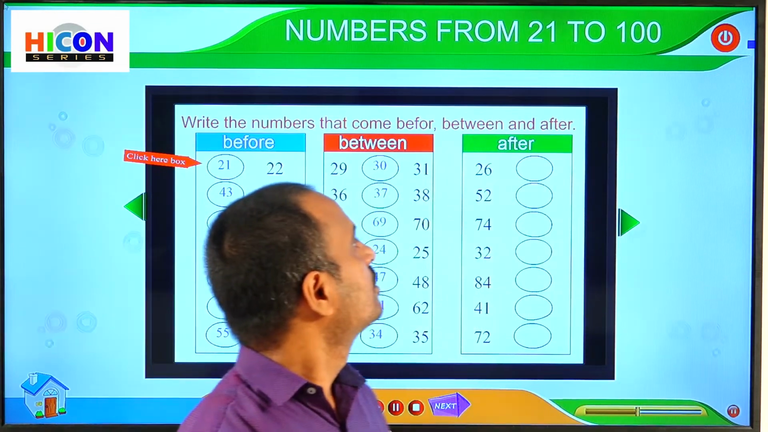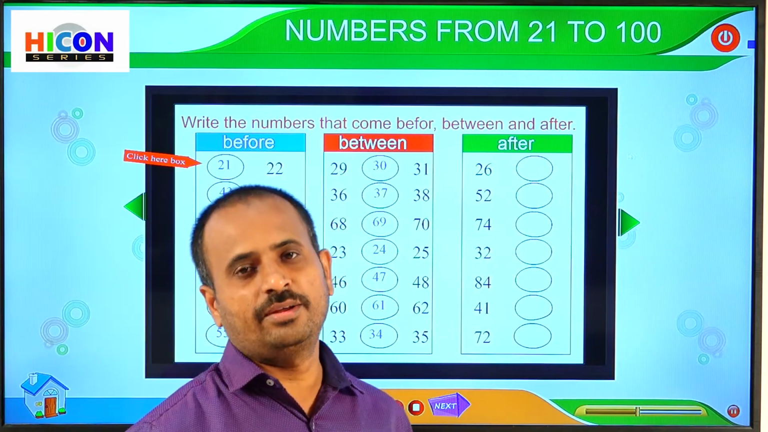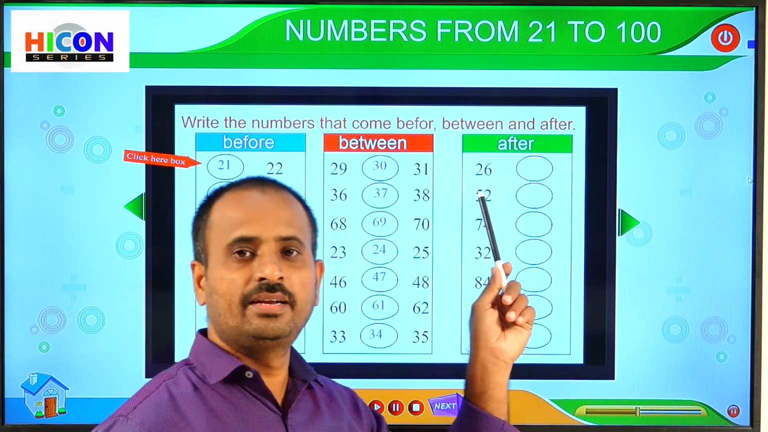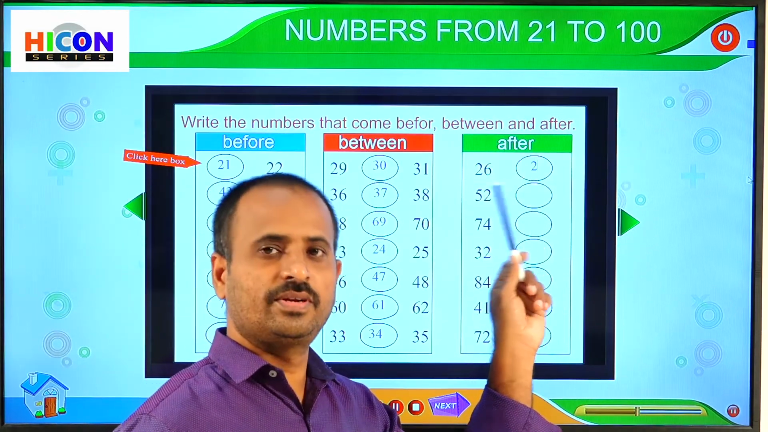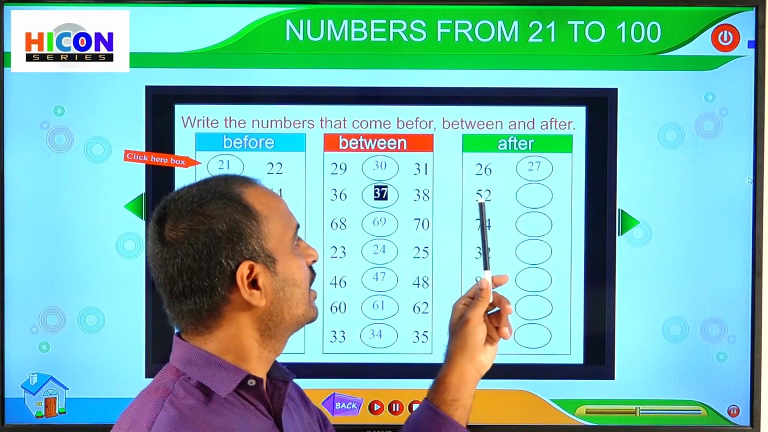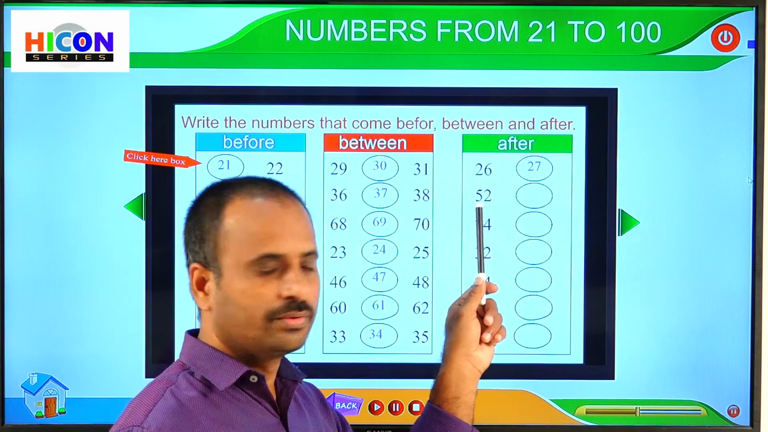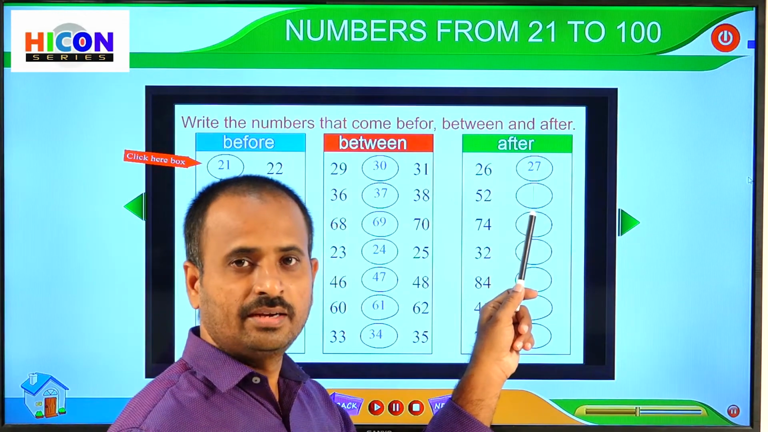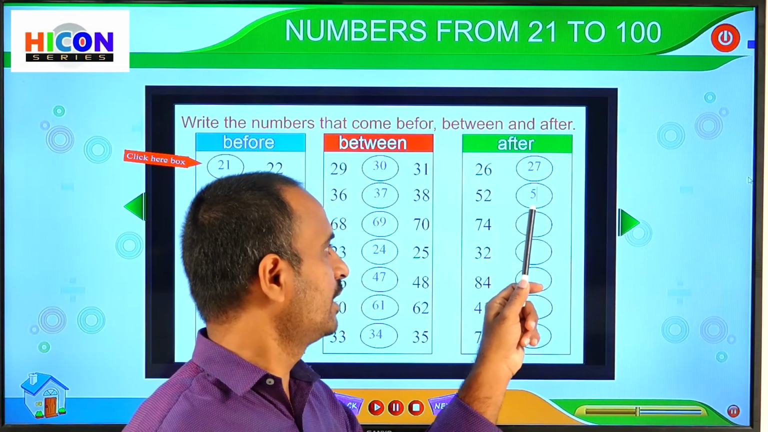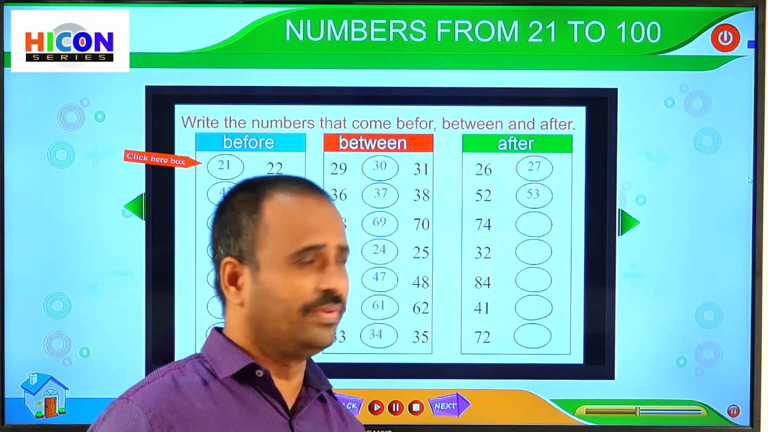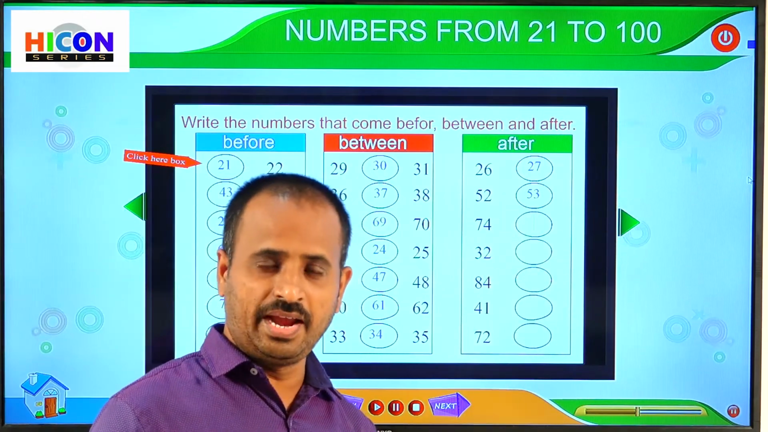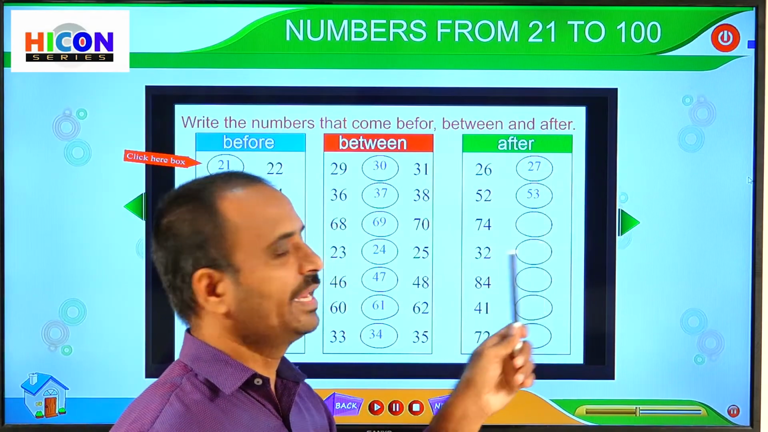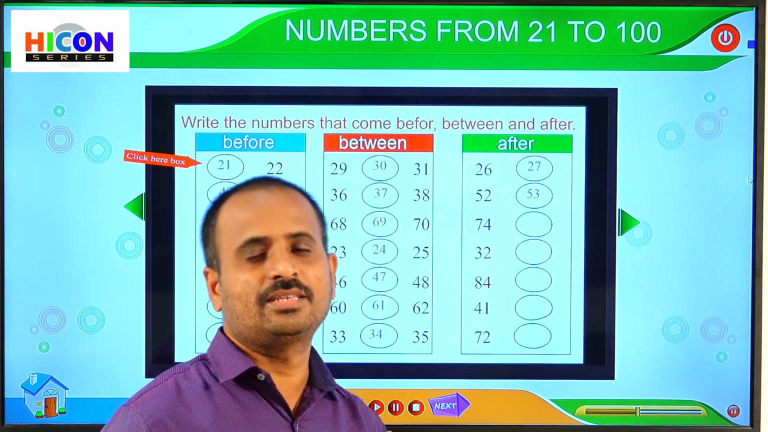That is, after. We have to write after numbers. 26 after. After 26 we will get 27. So write 27 in this circle. Next, 52. After 52 what will we get? After 52 we will get 53. So write 53 here. How can we get after numbers? By simply adding 1 we will get after numbers. These after numbers can also be called successors.